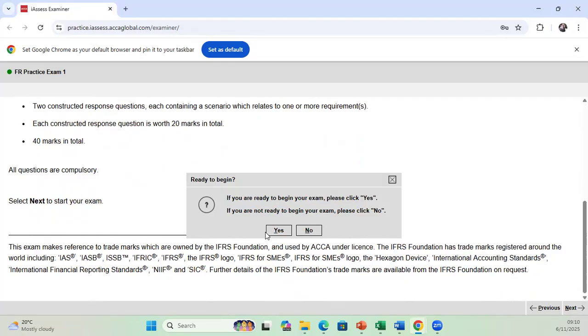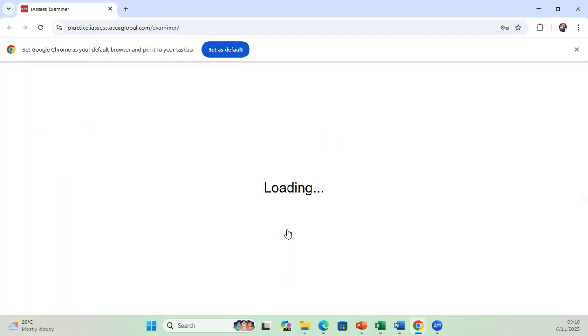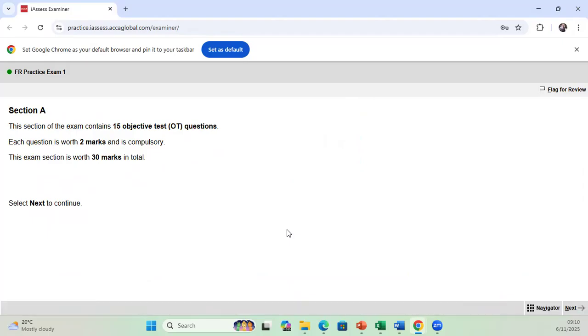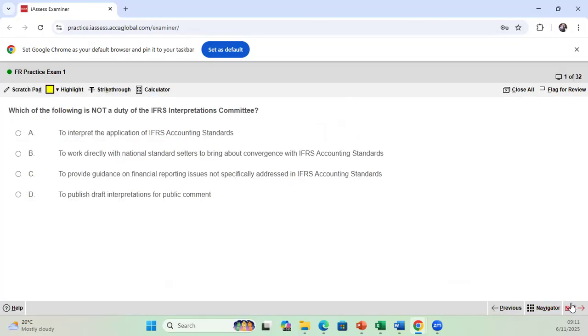Like in the exam, you are asked: are you sure you are ready to begin the exam? When you say yes, there is a countdown from there, a counter for the instructions. The instructions give you a maximum of about 10 minutes. Once those 10 minutes are up, even if you have not finished reading, it automatically starts the exam. For section A, we have talked about the structure. Now let's get to the questions.